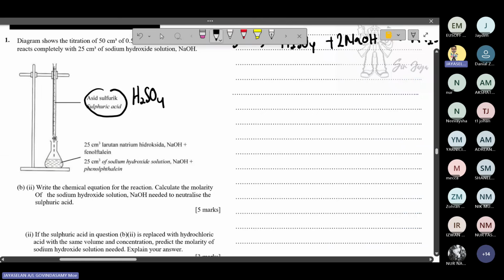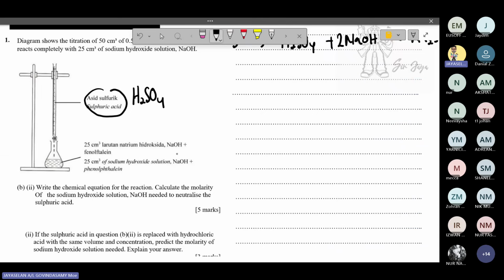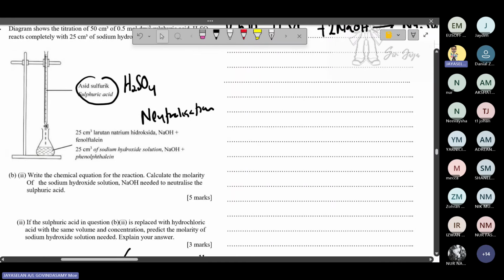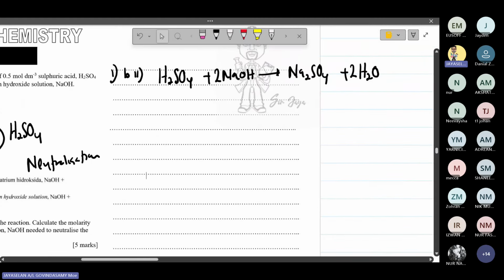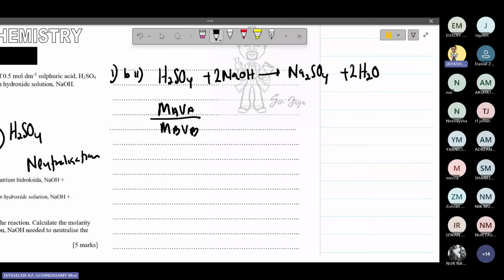Okay, now they ask what? Calculate the molarity. Maybe they ask for the observation. If they ask for the observation, look at this: pink color solution turns colorless. What is the name of this reaction? So your answer is neutralization. Okay, now they ask what? Calculate the molarity of sodium hydroxide needed to neutralize. So when they ask for the molarity, what do you all do? MAVA over MBVB. Do this one.